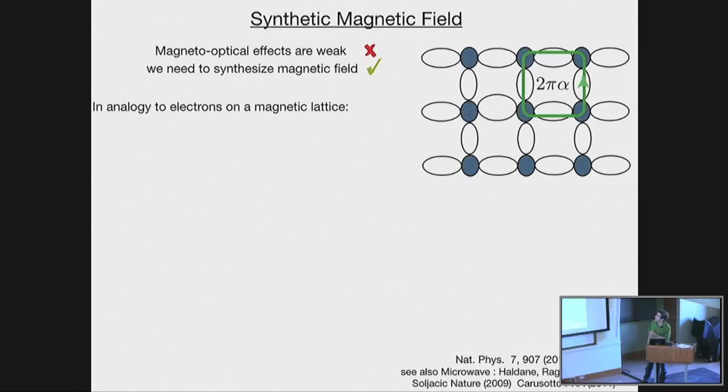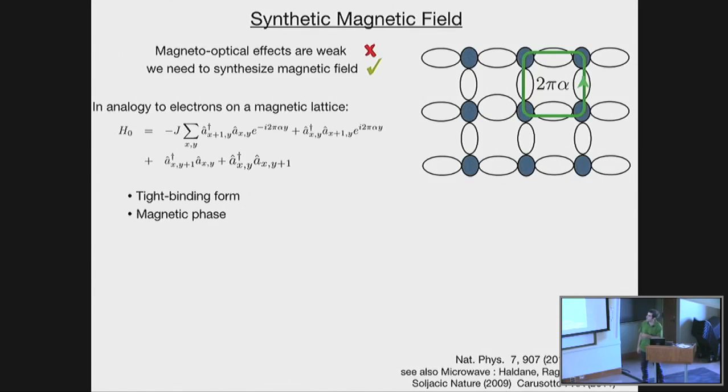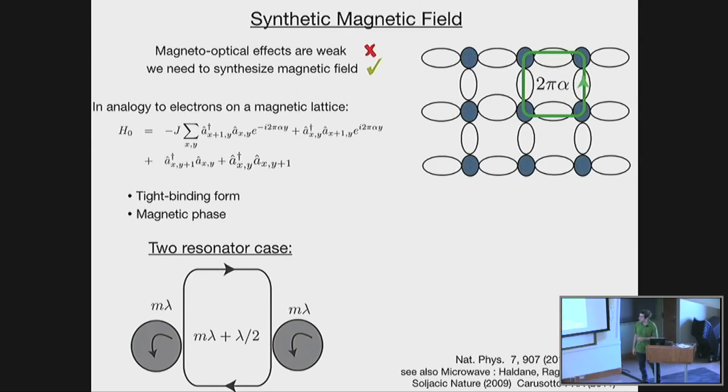So the essential idea is that if we have a 2D array of ring resonators, we have to get a phase when we go around the plaquette. Okay, so more formally, we have to have the Hofstadter Hamiltonian that we have seen many times. And if we manage to imprint a phase when a photon goes around a single plaquette, then we are done. Okay? So the way that we came up with a while ago was that we coupled two ring resonators with another resonator that is off-resonant with them.